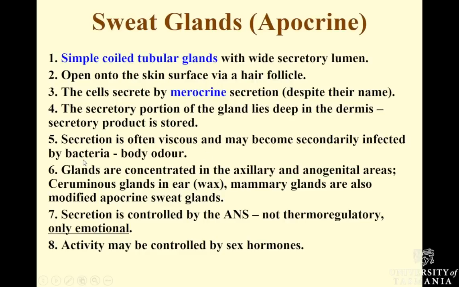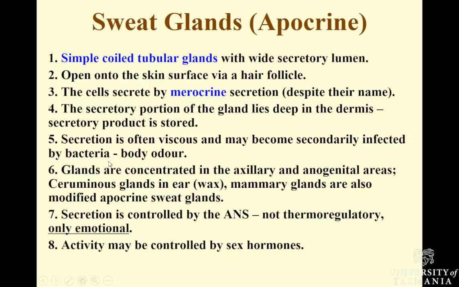So just like the sebaceous glands, its activity is controlled by sex hormones. So puberty hits, you get pimples, and the other thing that happens is you begin to stink. So you increase secretion by these apocrine sweat glands in the armpits and in the groin region, the anogenital skin, and body odor is typically associated with this secondary infection of apocrine sweat glands. So these glands are concentrated in the axilla, which is the armpit, and the anogenital areas. I'm sure you know where that is. I don't need to explain that.